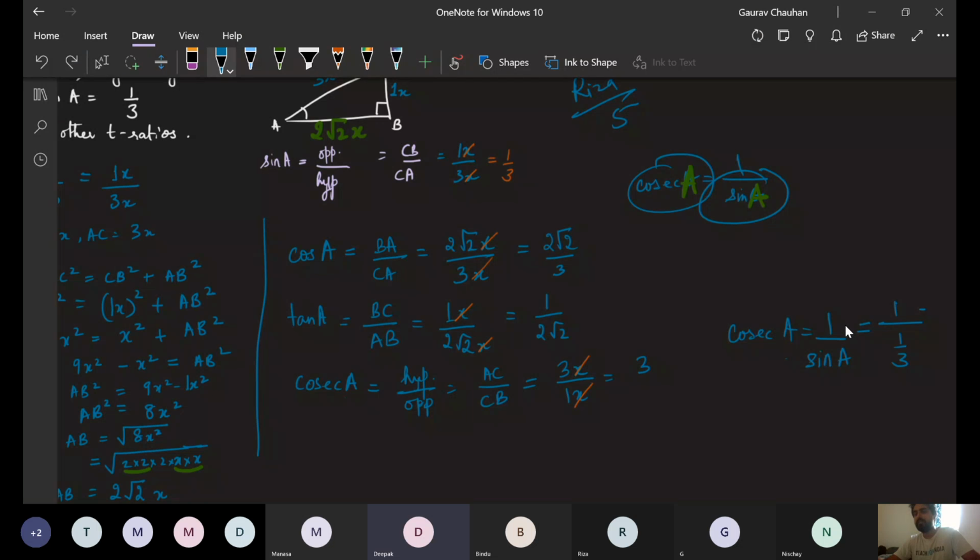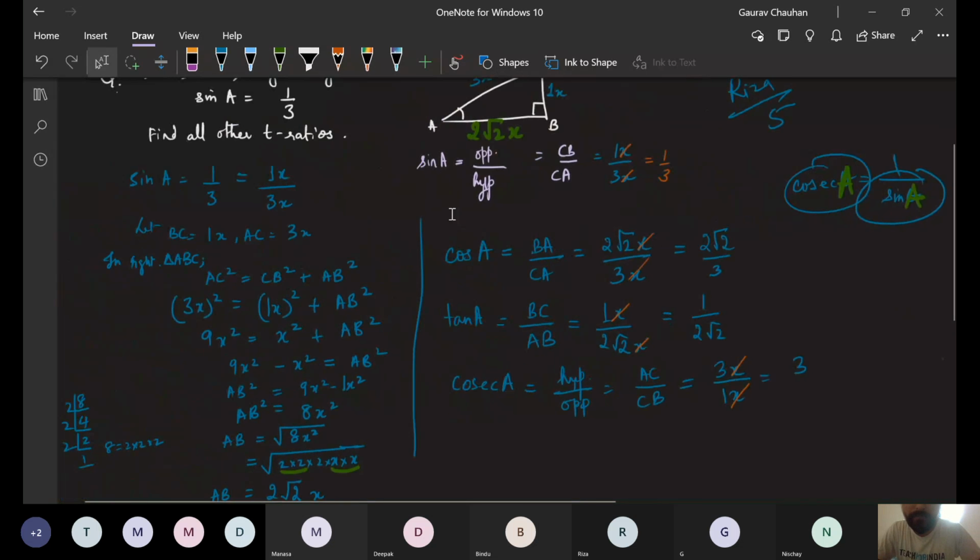Okay, so it is equal to 3. Yes, sir. You see, basically I know cosec A is the reciprocal of sine A. So if sine A is 1 by 3, it means cosec A will be equal to 3. Okay, directly I can write. I don't need to go through hypotenuse by opposite and all. Okay, just that is what I was trying to communicate.